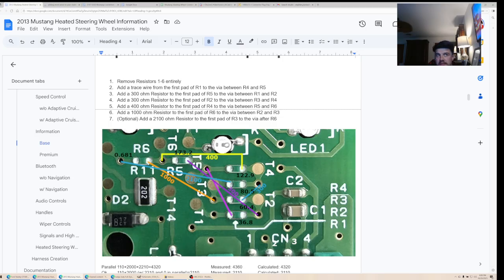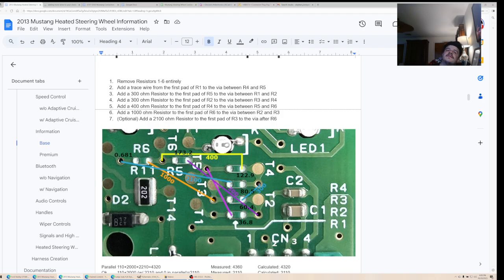Then you're going to add a 300 ohm resistor to the first pad right here of R5. And you're going to go to the via between R1 and R2. That's here. Okay. And if you notice here, I left these resistors, these are the original resistance values of the S550. So ignore what's in black on this screen. You only want the resistances that are in the colored. Okay. Then you're going to add a 300 ohm resistor. As I mentioned before, you're going to go to this pad here, and you're going to go over here.